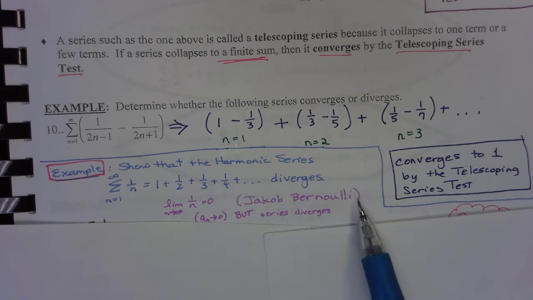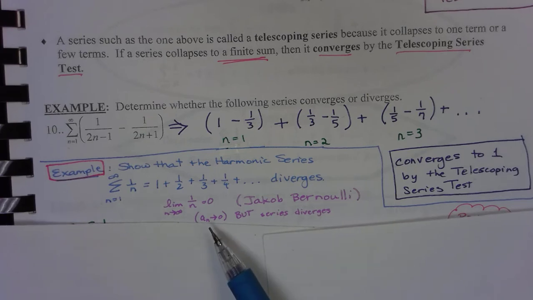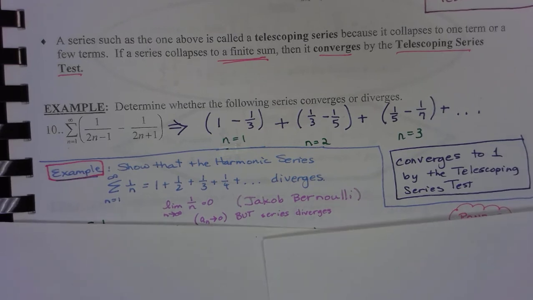Jakob Bernoulli is the mathematician who did this proof. So our nth term goes to 0, but our series diverges. We will do this in class. Go ahead and write this down, though, so it's ready to go.